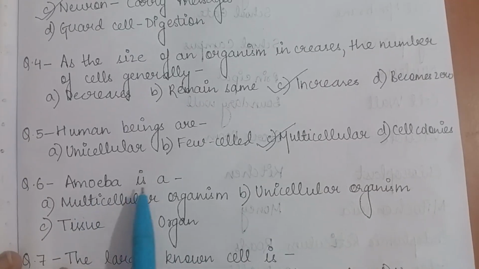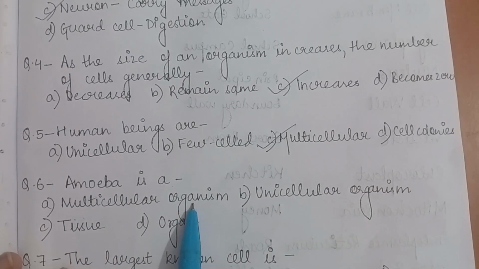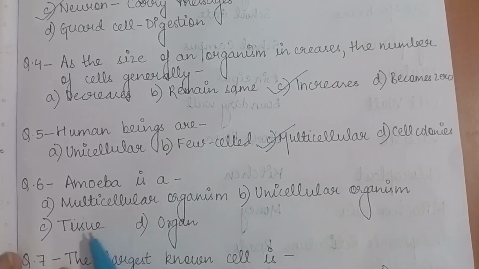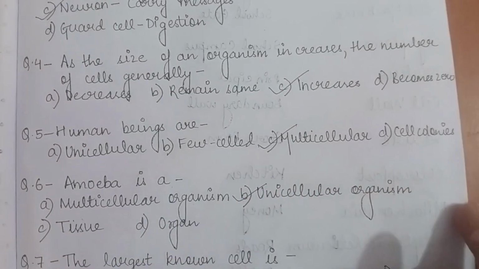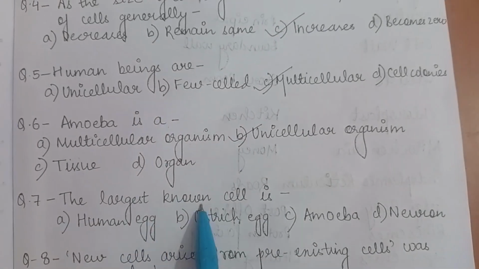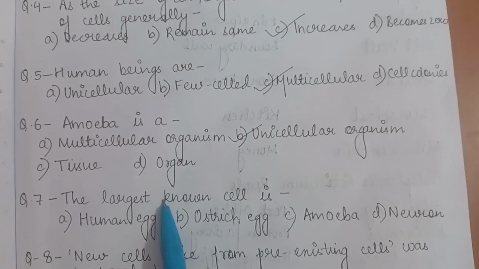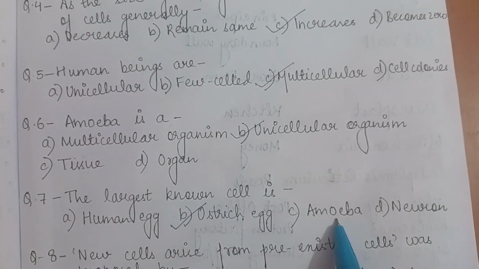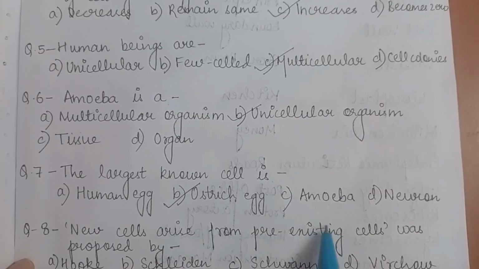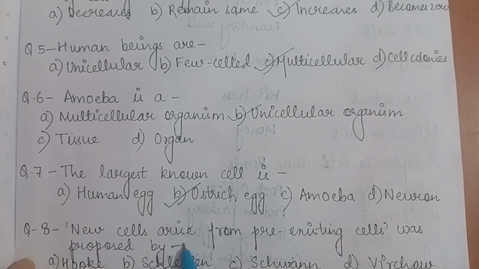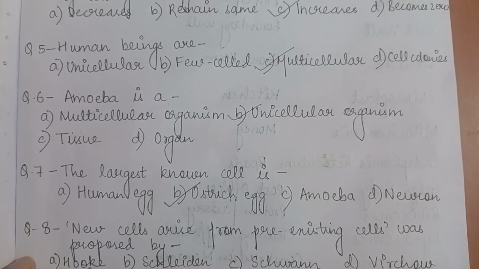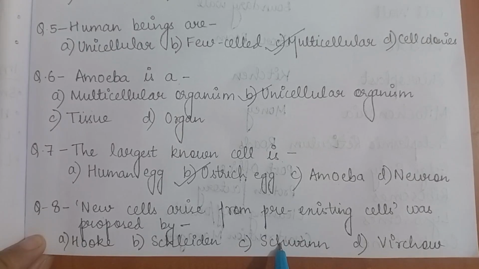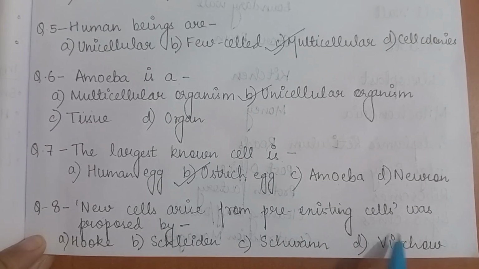Amoeba is a multicellular organism? No. Unicellular organism, yes. Tissue, organ, no. So option B is correct. Which is the largest known cell? Human egg, no. Ostrich egg, yes. Amoeba, no. Neuron, no. Who proposed that new cells arise from pre-existing cells? Hooke, no. Sheldon, no. Swan, no. Virchow, yes. Rudolf Virchow gave the statement that new cells arise from pre-existing cells.